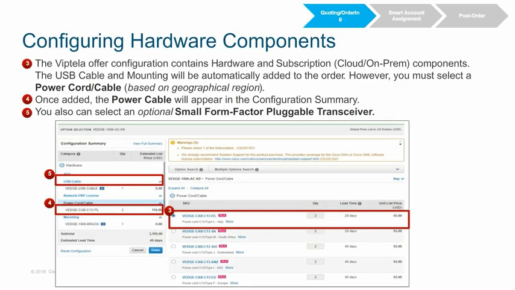Once in the configuration pop-up, you will be able to select both a hardware and software subscription component. Please note that a USB cable and mounting rack will be automatically added to the order. However, you must select a power cord from a range of options. Once added, the power cable will appear in the configuration summary. You can also select an optional small form factor pluggable transceiver.